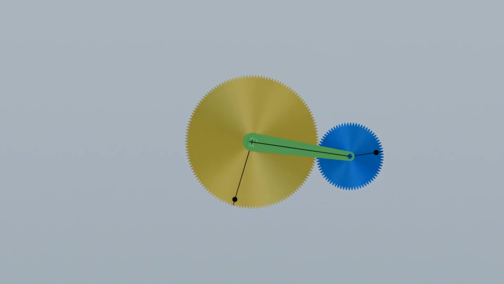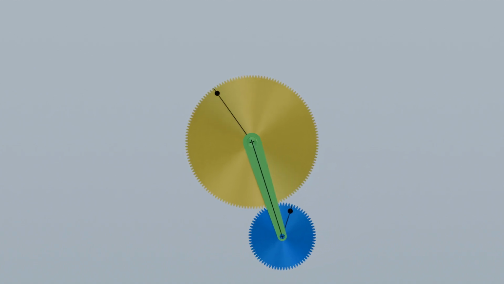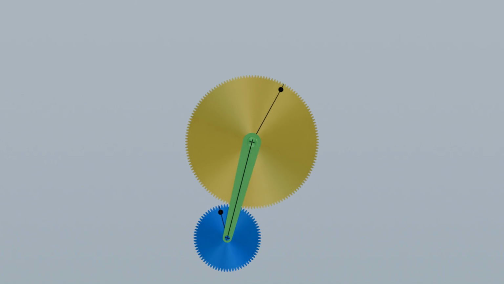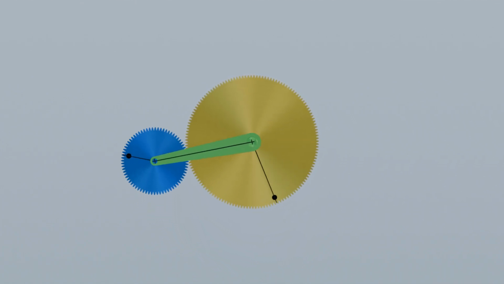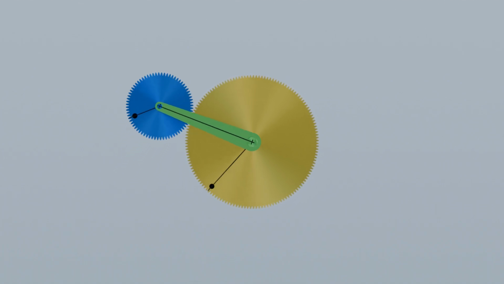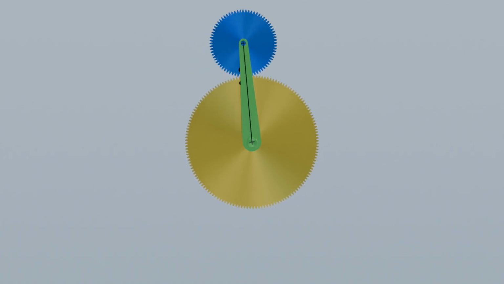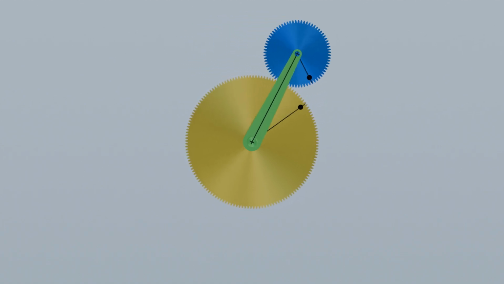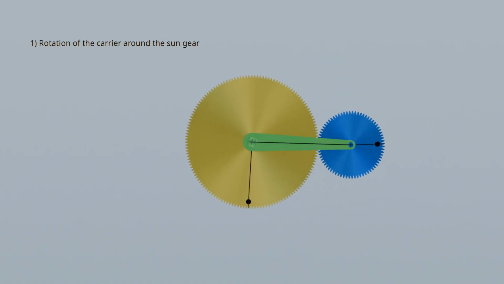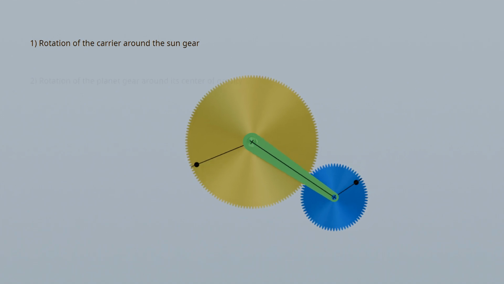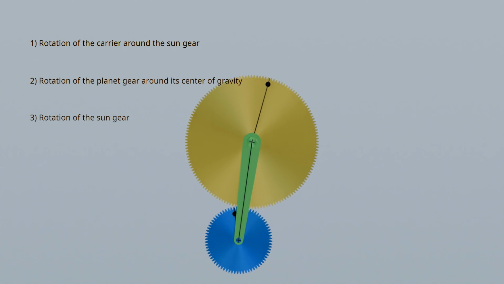The rotation of a planet gear is not so easy to understand because the motion is ultimately a superposition of three different motions. The movement is no longer just a simple rotational motion around the axis of rotation, but the axis itself performs a circular motion around the sun gear as the sun gear itself rotates and influences the rotation of the planet gear. The motion of a planet gear can therefore be attributed to the superposition of three separate motions. Rotation of the carrier around the sun gear with simultaneous rotation of the planet gear around its center of gravity and simultaneous rotation of the sun gear.